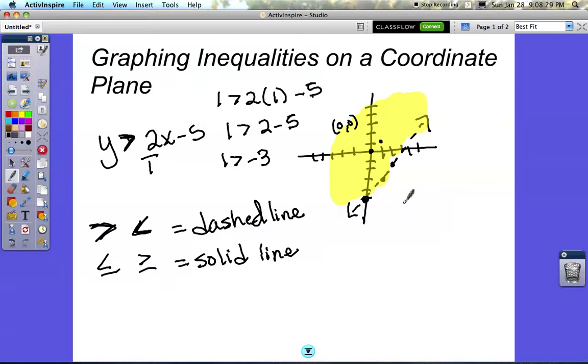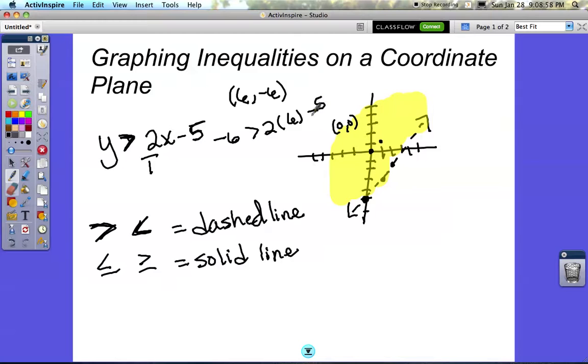Well, let's check one that's outside of this. I'm going to go with 6, negative 6, because that looks like it's outside. So negative 6 is my y, correct? Greater than 2 times 6 minus 5. Negative 6 greater than, what's 2 times 6? 12. What's 12 minus 5? 7. Is negative 6 greater than 7? No.